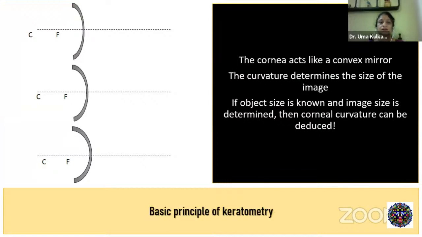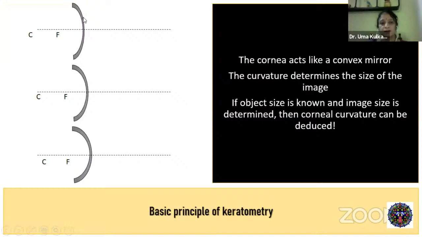So let's see how the optical keratometer measures the curvature of the cornea. The cornea can have normal curvature, it can be slightly flat, or it can be more curved. For any such surface, the curvature determines the size of the image formed on it. So our cornea acts like a convex mirror, and the curvature determines the size of the image. When we look at a bright source of light, we see the Purkinje images. The first Purkinje image, which is formed by the anterior surface of the cornea, is the one we are talking about right now, and its size is determined by the curvature of the cornea.